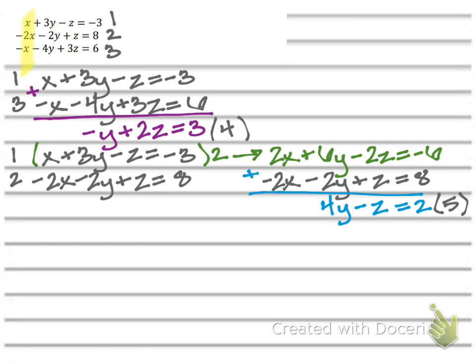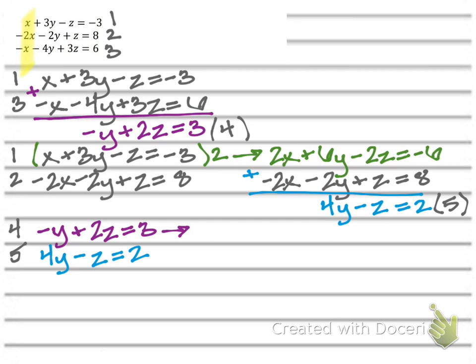So now let's put 4 and 5 together so we can see what we're dealing with here. 4 is negative y plus 2z is 3. And 5 is 4y minus z is 2. Now, if I wanted to, I could multiply the top equation by 4 and eliminate, right? I could multiply the bottom equation by 2 and eliminate, or I can just solve one of these for a variable.